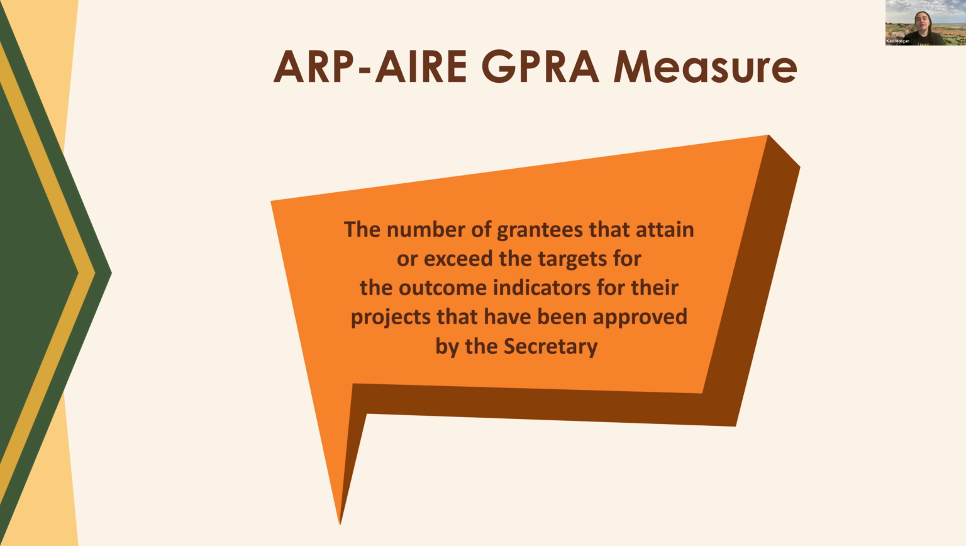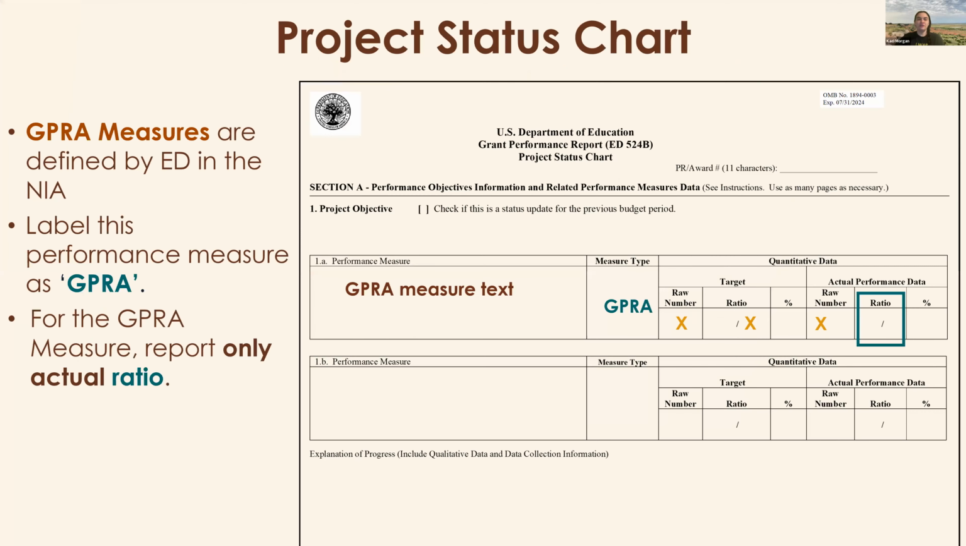The measure is the number of grantees that attain or exceed the targets for the outcome indicators for their projects that have been approved by the Secretary. That may be really confusing and hard to follow, but I'm going to break down for you what that means to you. In this case, because it is a GEPRA measure, you will not fill out the target ratio. You will only report actual performance data ratio. So you'll have a few more blank boxes in this case, and you'll want to make sure that the measure type does reflect the GEPRA measure.